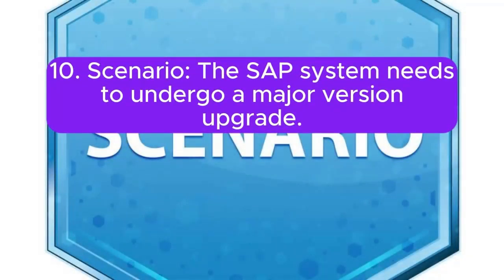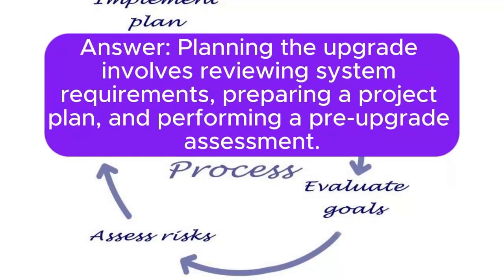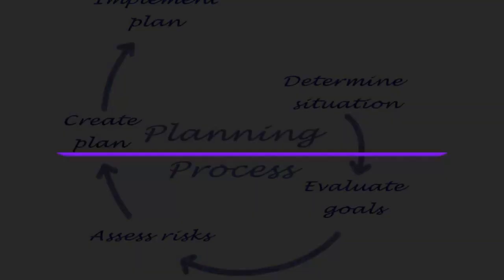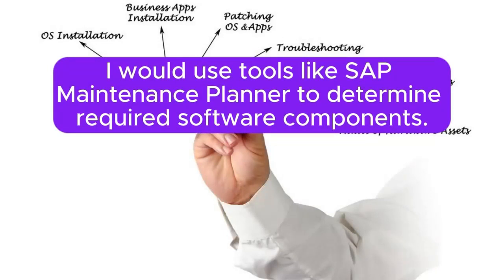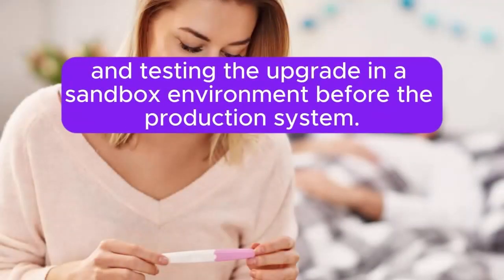10. Scenario: the SAP system needs to undergo a major version upgrade. How would you plan and execute the upgrade process to ensure a smooth transition? Answer: planning the upgrade involves reviewing system requirements, preparing a project plan, and performing a pre-upgrade assessment. I would use tools like SAP Maintenance Planner to determine required software components. Executing the upgrade would involve using tools like Software Update Manager (SUM), performing system backups, and testing the upgrade in a sandbox environment before the production system.